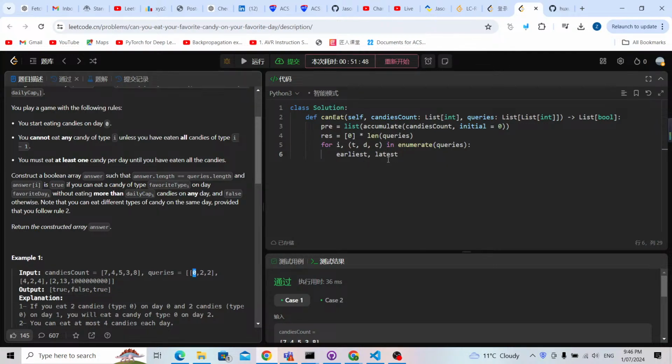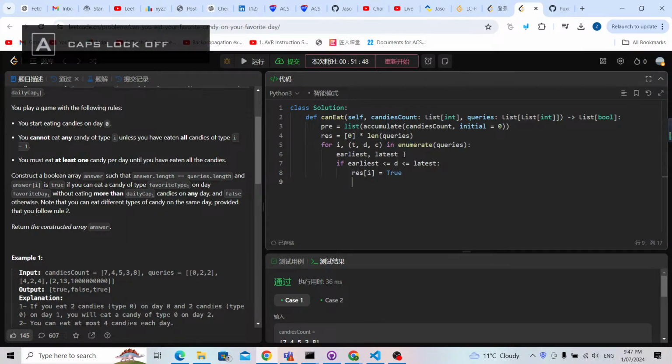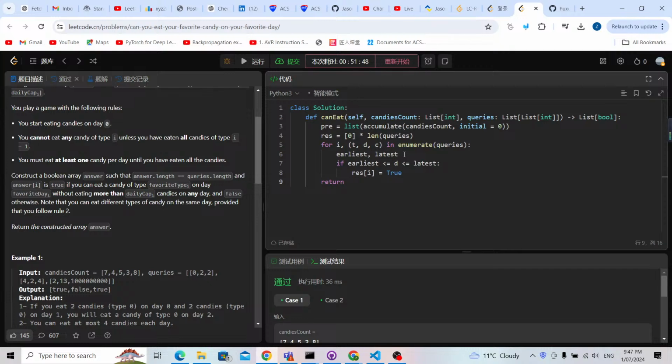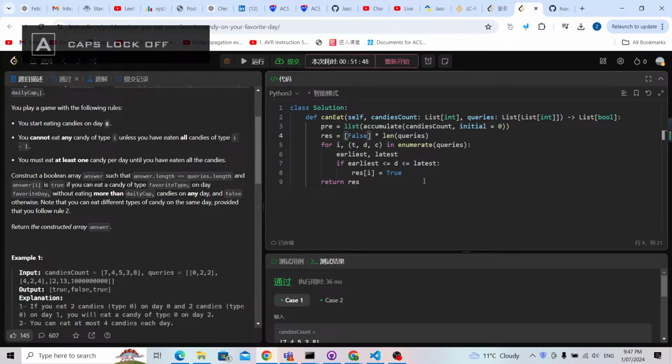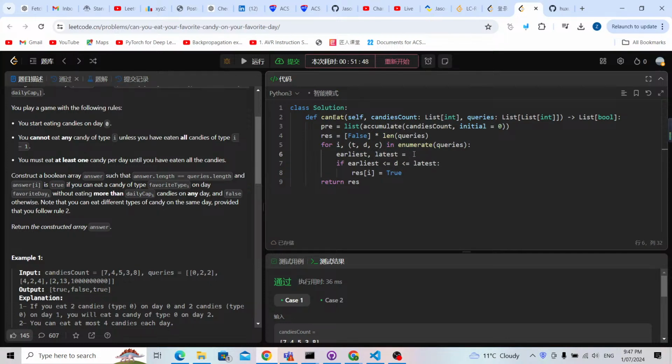Yeah, and we just need to check if this day is greater than or equal to the earliest, less than or equal to the latest, and definitely we're going to prepare the result i, which should be equal to true. Otherwise, we're going to set it to false. So finally, we're going to return the result. From the beginning, we're going to set all the results to be false. Now we just need two formulas to finish calculating the earliest and the latest.